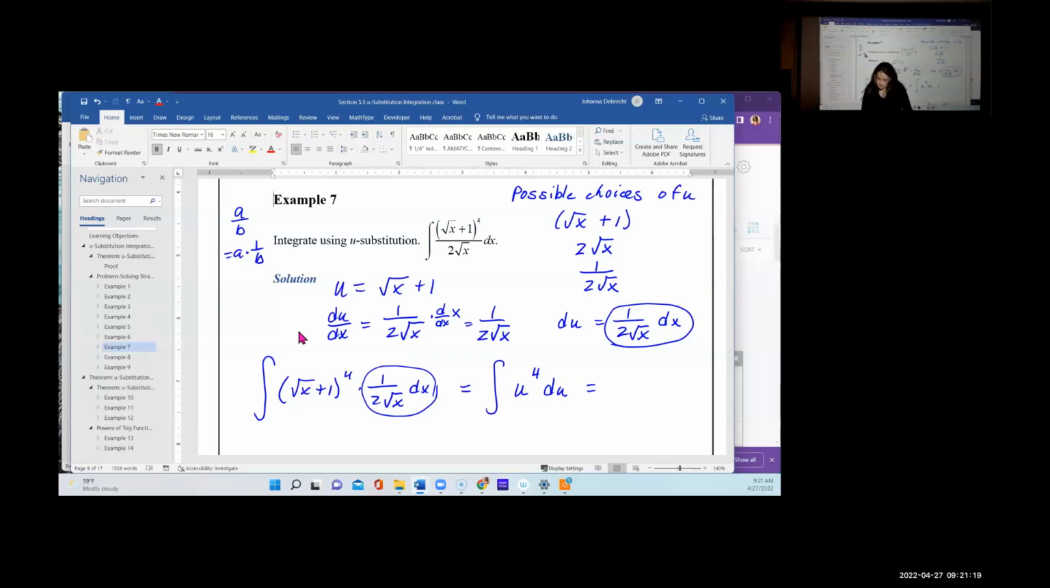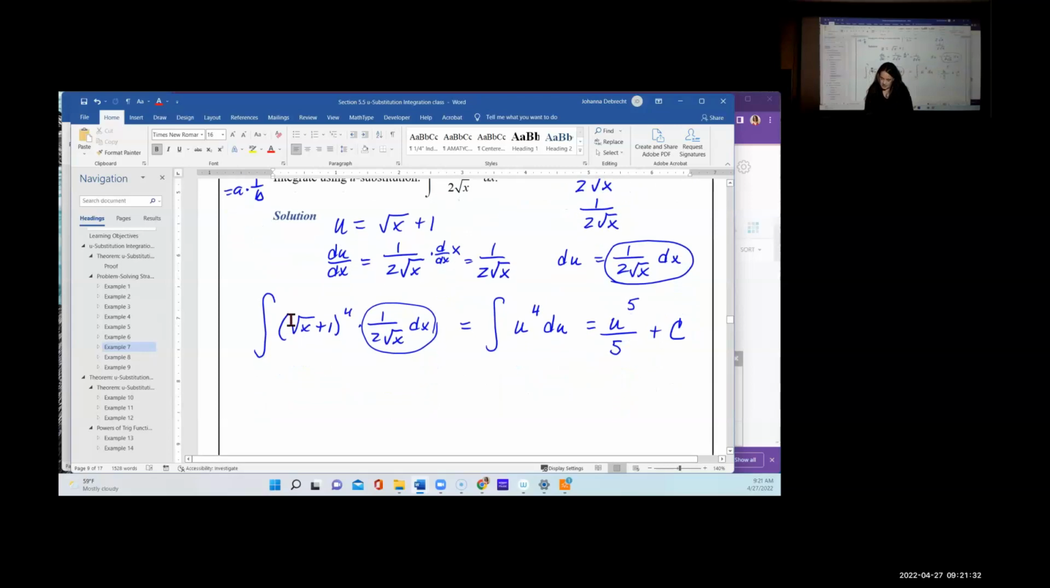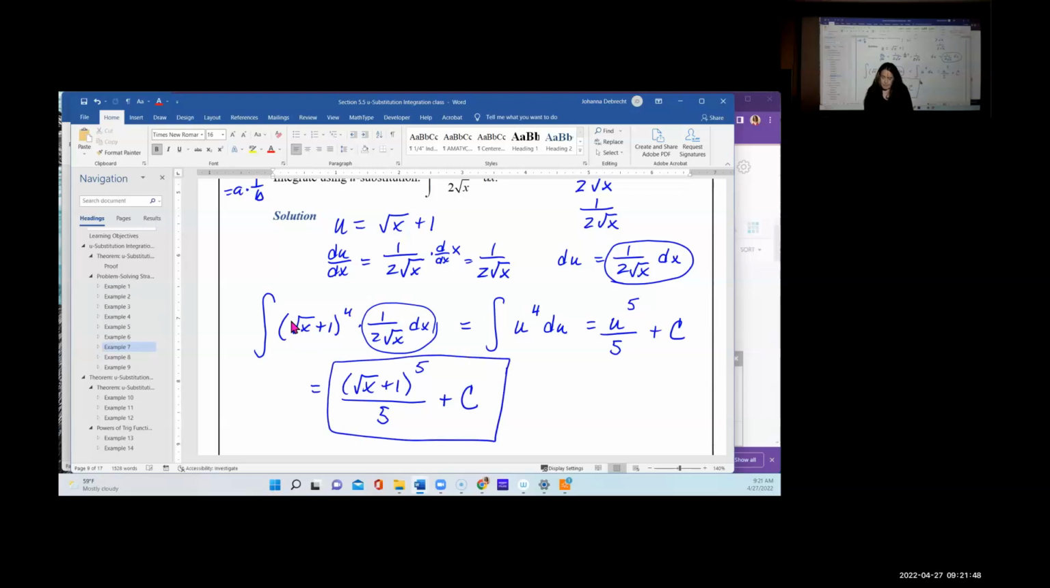Okay. And then applying the power rule, you would get u to the 5th, 4 plus 1, divide by the new power, add the constant of integration that I'm very partial to, don't leave off my plus c, and then return it back to x. So we have the square root of x plus 1 to the 5th power divided by 5 plus c. So the key to these is really making sure that you pick the correct u. We have 2 more to try.